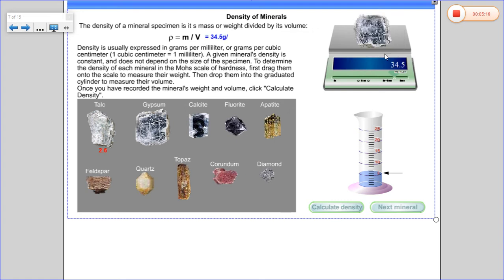Now we're going to take another one and put it on the balance. 34.5 grams. The volume is 20 minus 5 equals 15 milliliter, so its density is 2.3 gram per milliliter or per centimeter cube. Let's see the next one. The mass is 13.5, its volume is 5 milliliter, so its density equals 2.7 gram per centimeter cube.